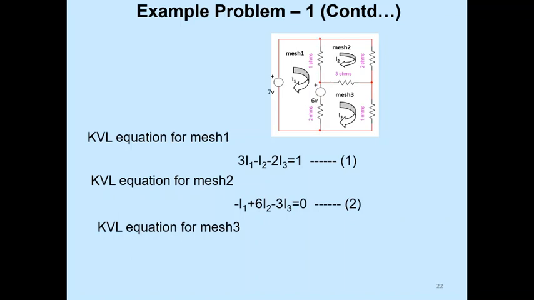So, 2 into I3 minus I1 plus 3 into I3 minus I2 plus 1 into I3 is equal to 6 volts. So, by solving that we can get minus 2 I1 minus 3 I2 plus 6 I3 is equal to 6. So these are the three mesh equations, and now for solving this, we have to arrange these three equations in a matrix form.